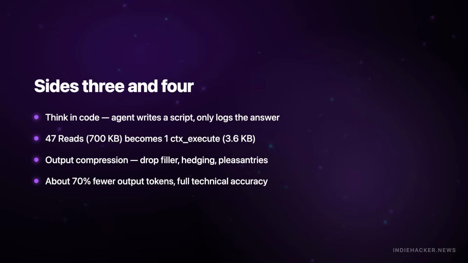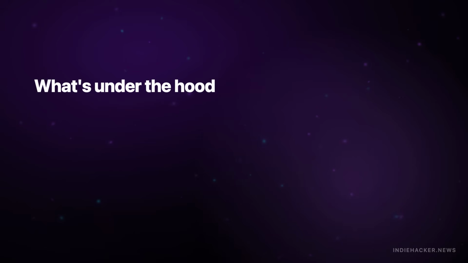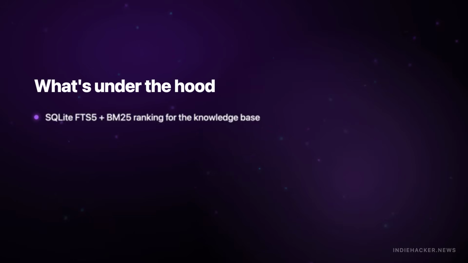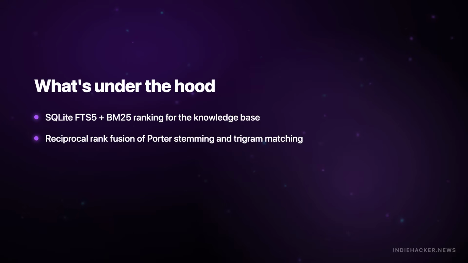Under the hood, the architecture is genuinely interesting. The knowledge base is built on SQLite FTS5 with BM25 ranking, which is a classic information retrieval algorithm that scores documents by term frequency and document length. Search runs 2 strategies in parallel: Porter stemming and trigram substring matching, and the results get merged with reciprocal rank fusion. Multi-term queries get a proximity re-ranking pass, so passages where your terms appear close together rank higher. They threw in fuzzy correction with Levenshtein distance, so Kubernetes finds Kubernetes.